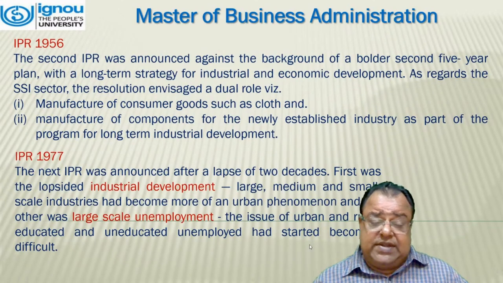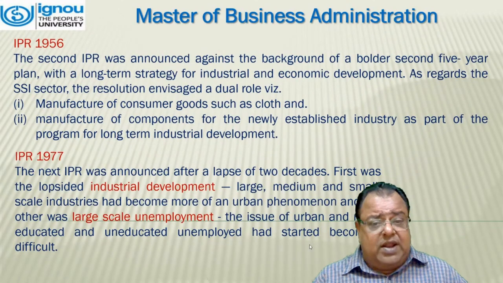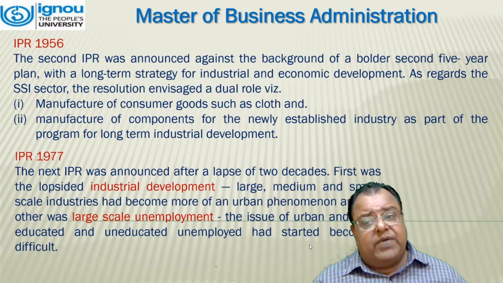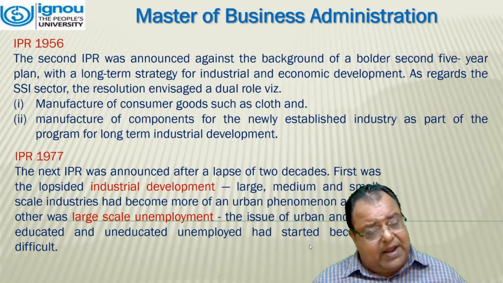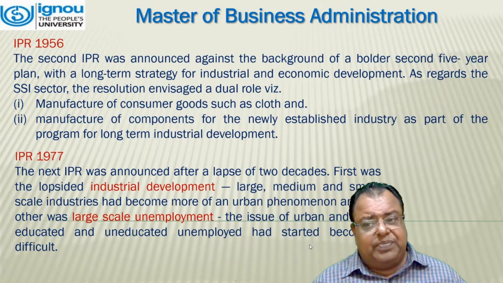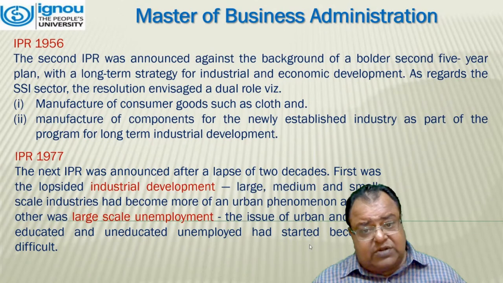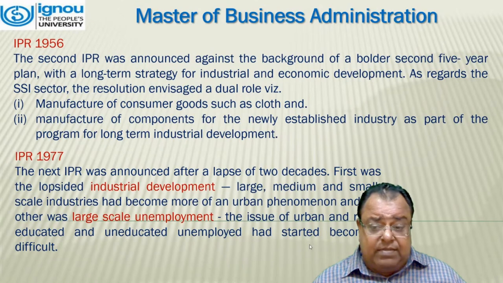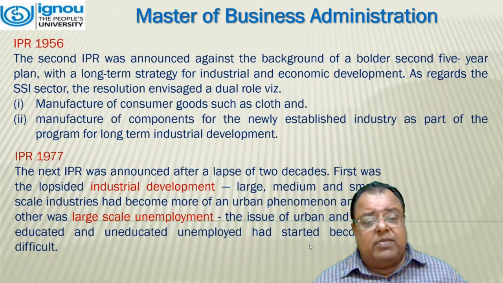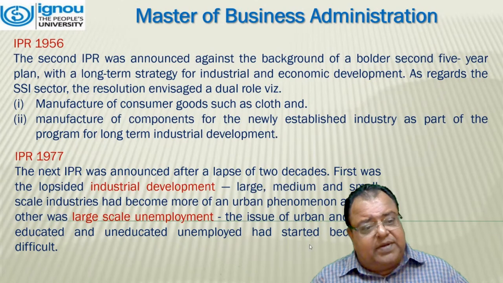IPR 1956, the second IPR, was announced against the background of the broader Second Five-Year Plan with a long-term strategy of industrial and economic development. As regards the SSI sector, the resolution emphasized the manufacture of consumer goods such as cloth and the manufacture of components of newly established industry as a part of a program for long-term industrial development.